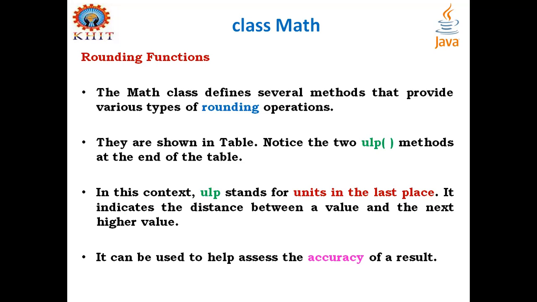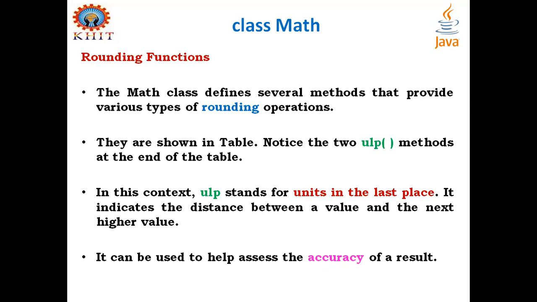It can be used to help assess the accuracy of the result. Based on this ULP method, you can find out the accuracy among a given set of elements, or compare two values to see which one is the accurate value. Based on that, the units in the last place, based on the last digit value and not rounding off, can apply.